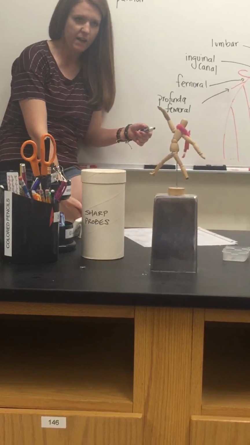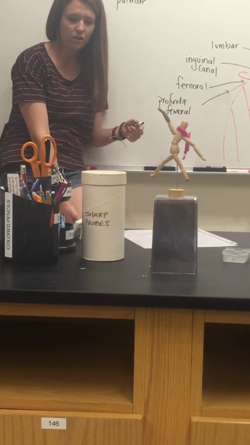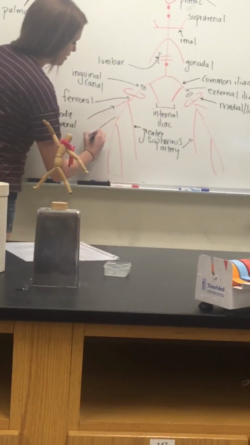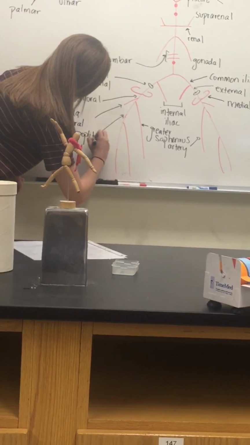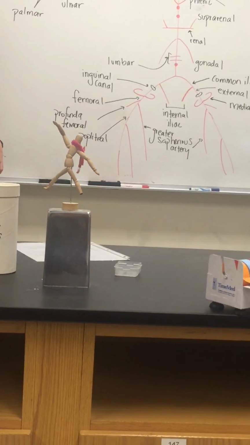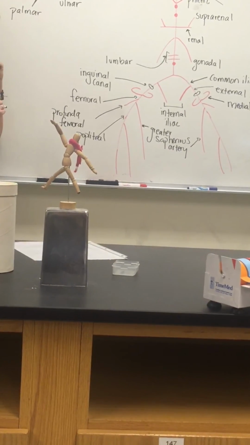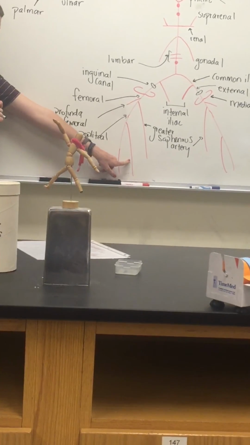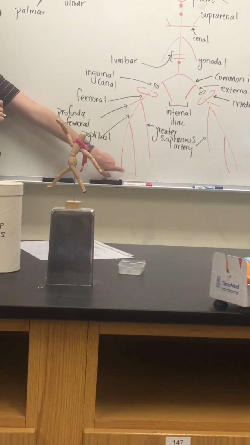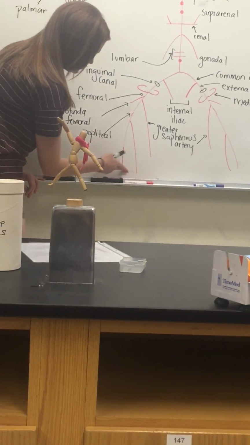Femoral continues all the way down, and it ends up back behind the knee. When it's behind the knee, that's when it's called the popliteal artery. And then the popliteal splits into our two tibial arteries. We have an anterior tibial and a posterior tibial artery. So these guys down here.